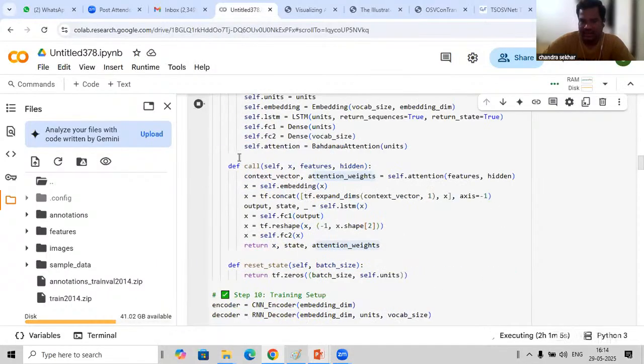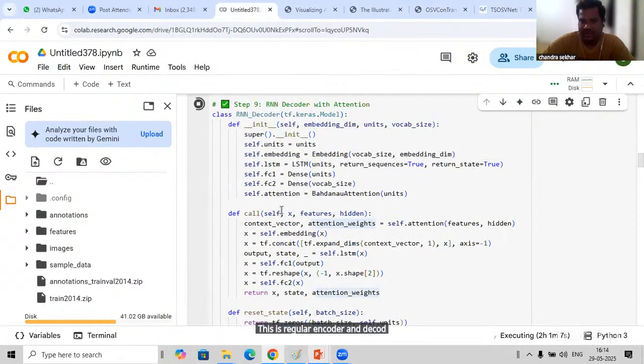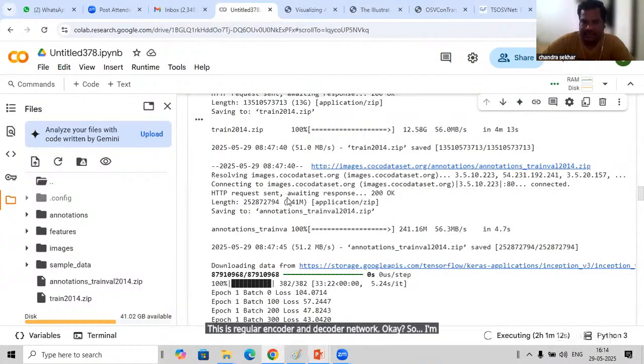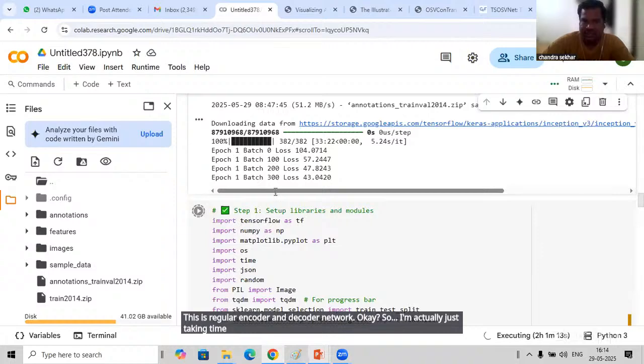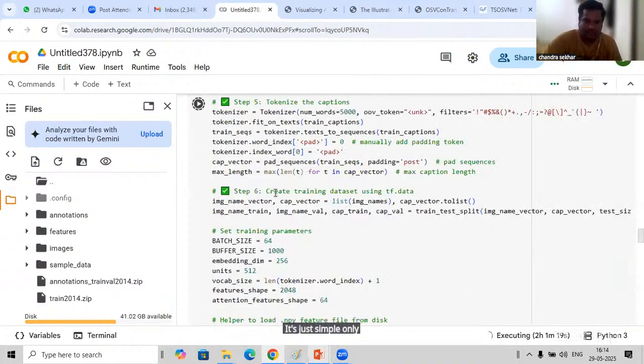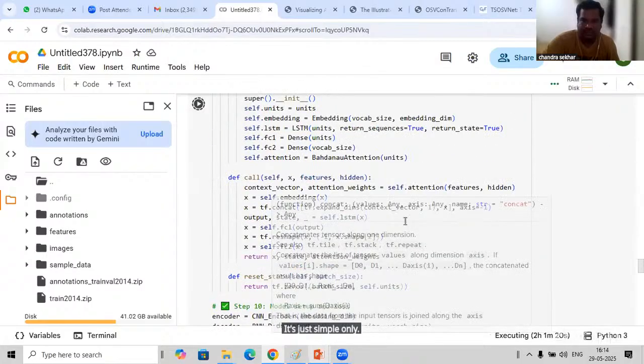This is the regular encoder and decoder network. Okay. It is taking time, it is running. I will share the code. You can try to run. It's simple only. This is not required actually.